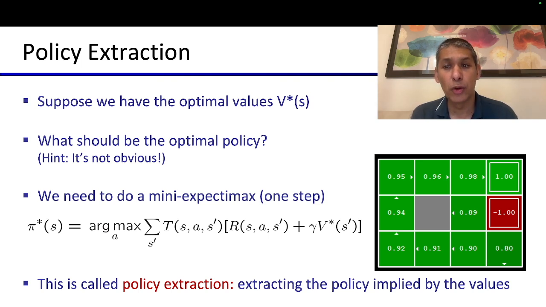Now, we want to make sure that we don't think this problem is trivial. It's not difficult, but it's also not super trivial. It is not just that you look at the maximum V star and go in that direction. That's not the action. Rather, you have to take the action which gives you the maximum value here. This is basically called policy extraction. You extract the policy that's implied by the values here.